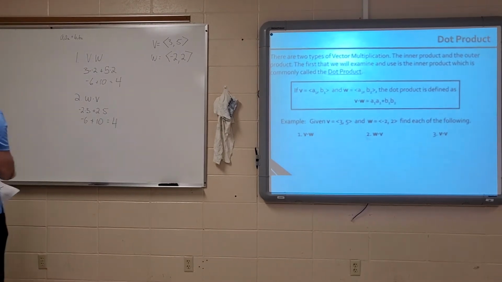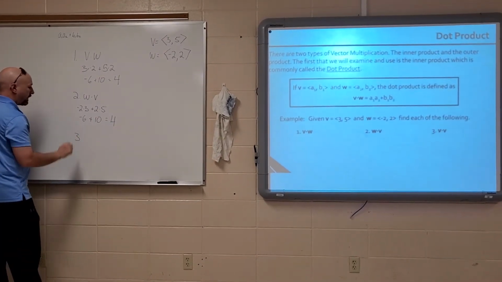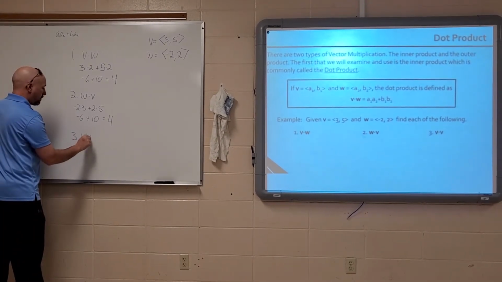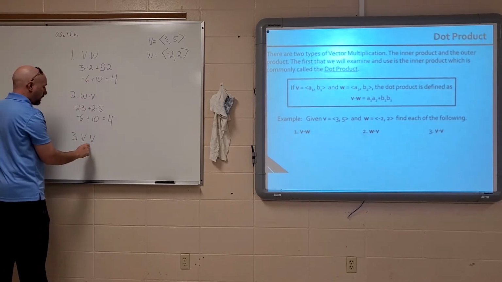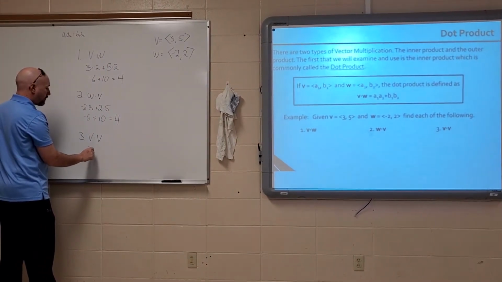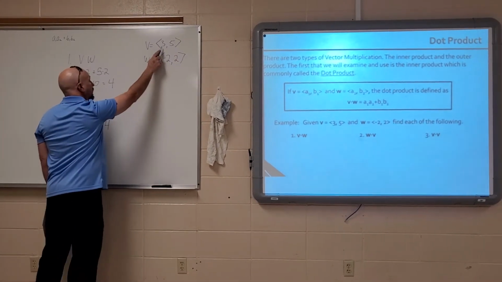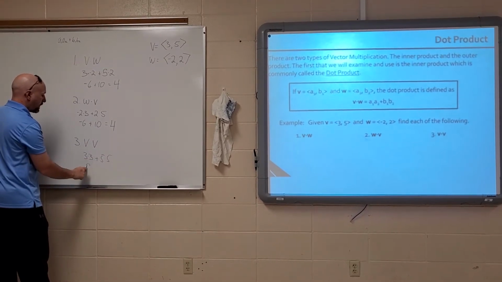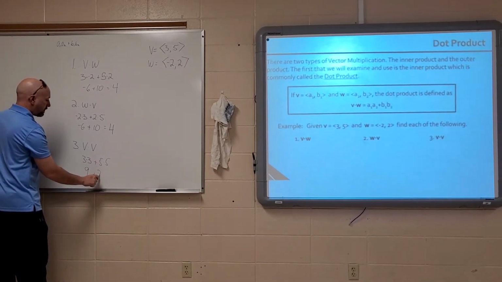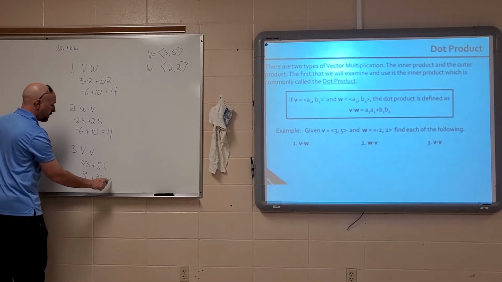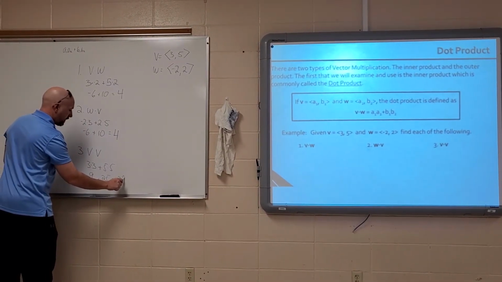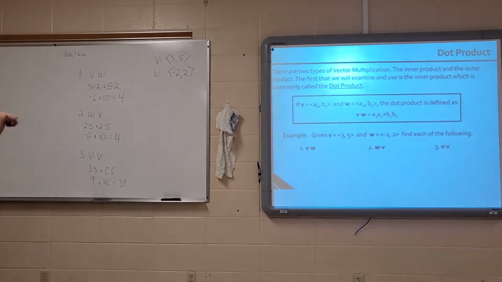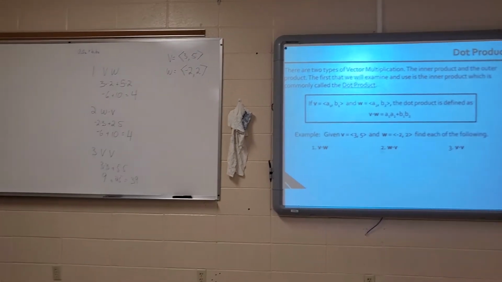Okay? Alright, so let's look at number 3. It says V dot V. So V is 3, 5, so now it's 3 times 3, because A1 and A2 are the same number, plus 5 times 5. So then you get 9 plus 25, which is 34. It's really simple to do. You just have to know what a dot product is. It's actually not too difficult to find.